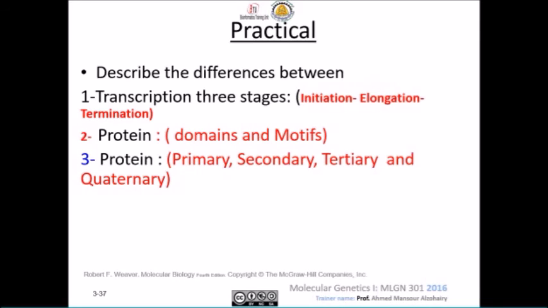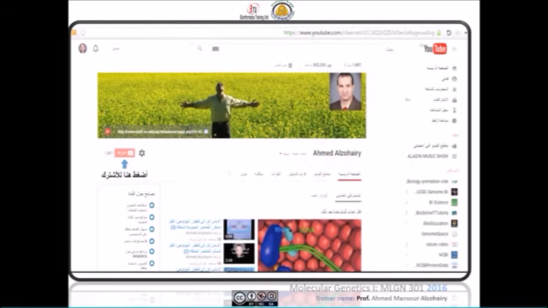I hope students start to answer this question. Describe the differences between the three stages of transcription, which are initiation, elongation, and termination. We also have to know the difference between protein domains and protein motifs. In this lecture you can also get some idea about the difference between primary, secondary, tertiary, and quaternary structure of protein.